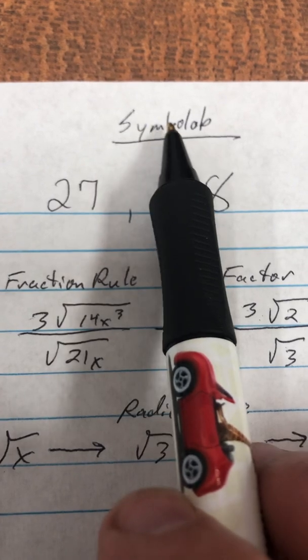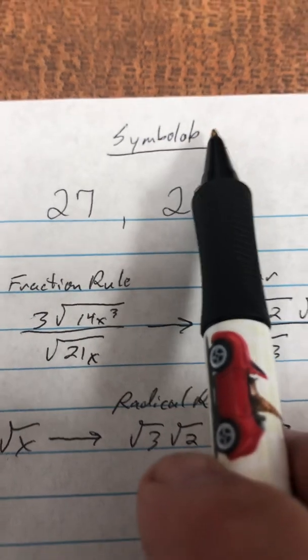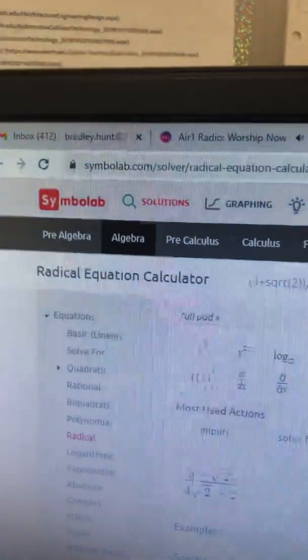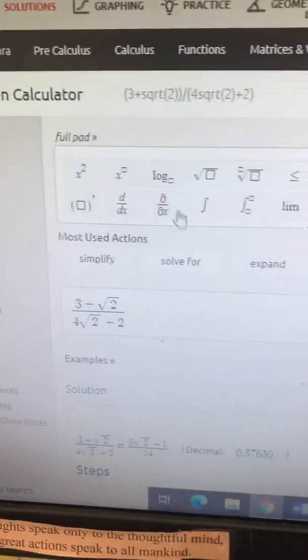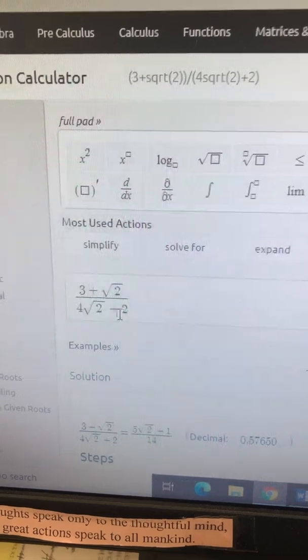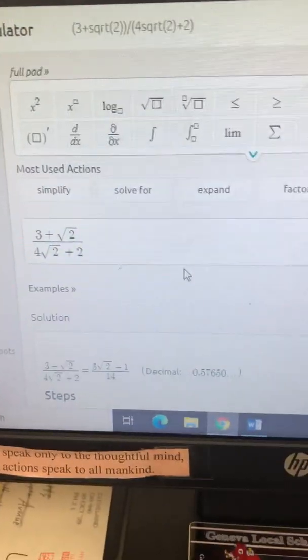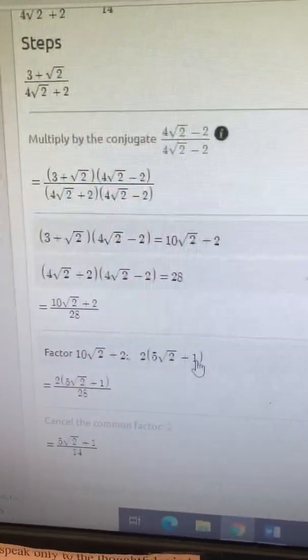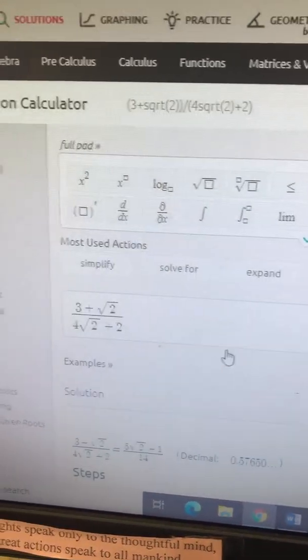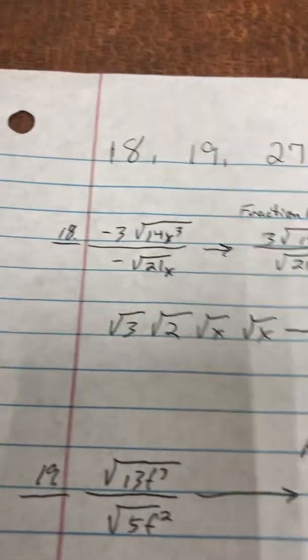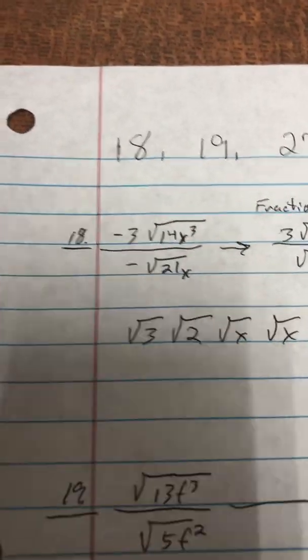Symbolab. I got it right here pulled up. If you just Google Symbolab and pull up their calculator, you can arrange. I have your last one up here still on here. And what's nice about it is it goes through and shows you some of the steps to help you try to make sense of it all. So that's very helpful. A lot of students up here at high school use that.